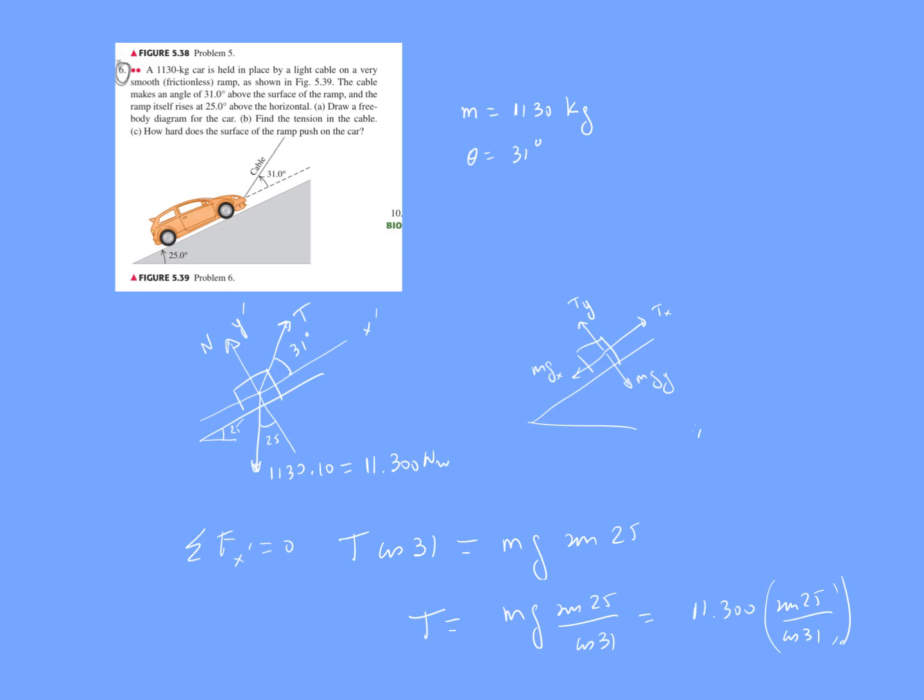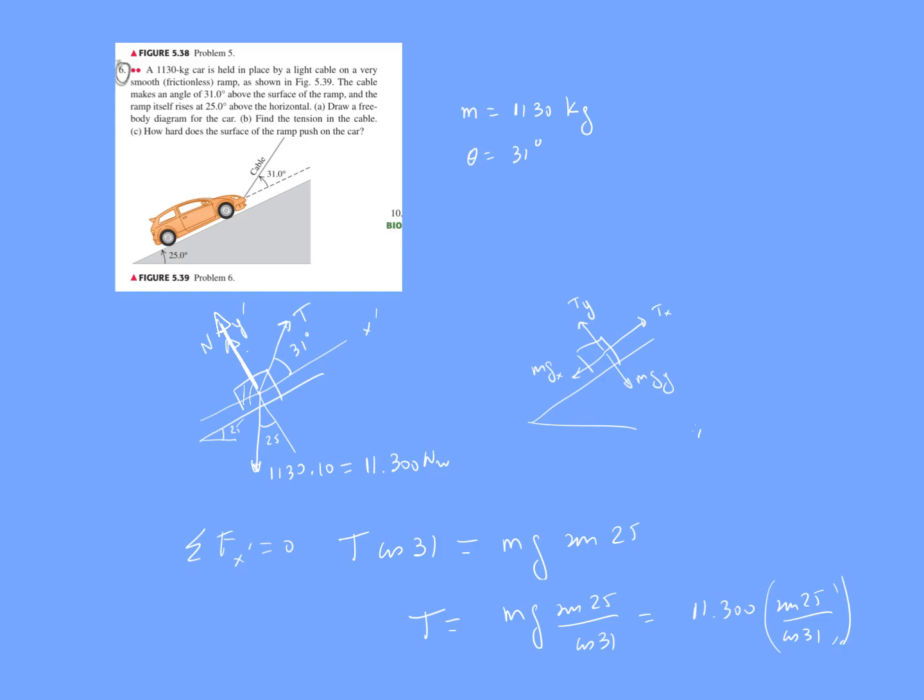A free body diagram will be the object and the forces that are acting. I see the mg going downwards. I see the tension through the angle 31 degrees through the x prime direction. This is the horizontal to the floor, x prime direction, 31 degrees. And I see the normal force going upward. That is the force that the floor is exerting on the car.